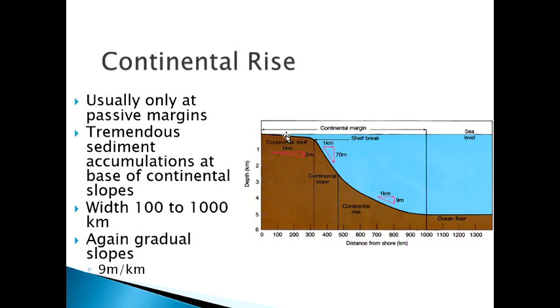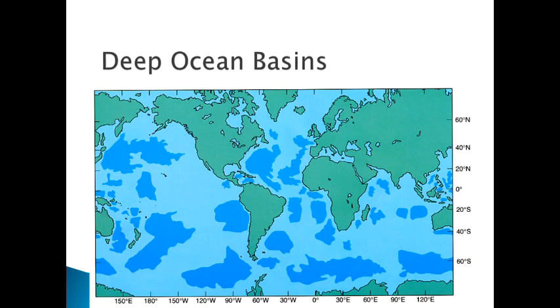Below the slope then is the rise, and this isn't on all of these things, but think about it. If the sediment cuts across the shelf, whooshes down the submarine canyon and gets dumped, it usually makes a pile of sediment down here called the continental rise. And as I say there, they're most often found in these passive margin areas.